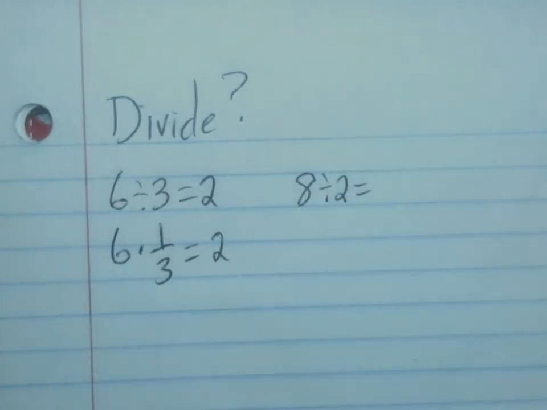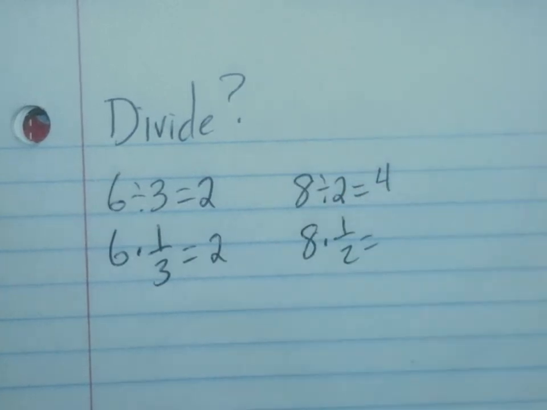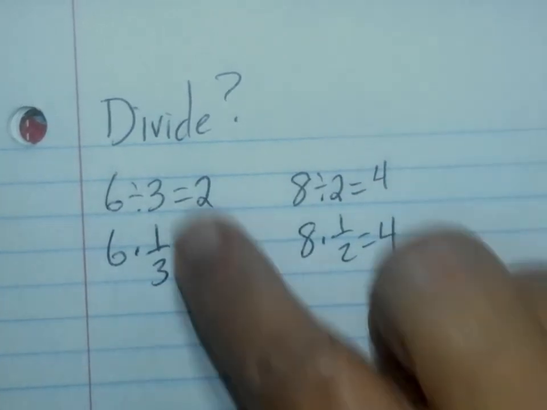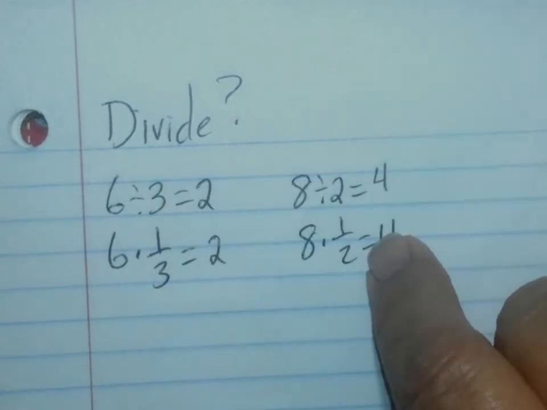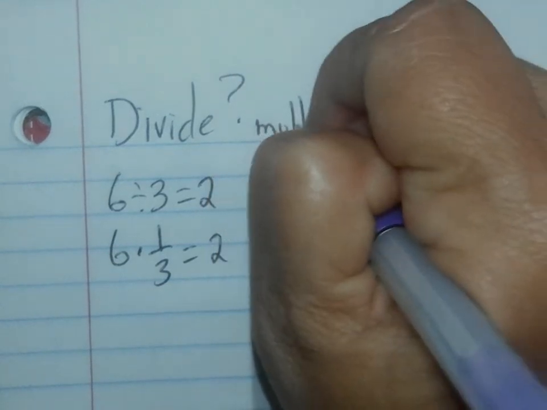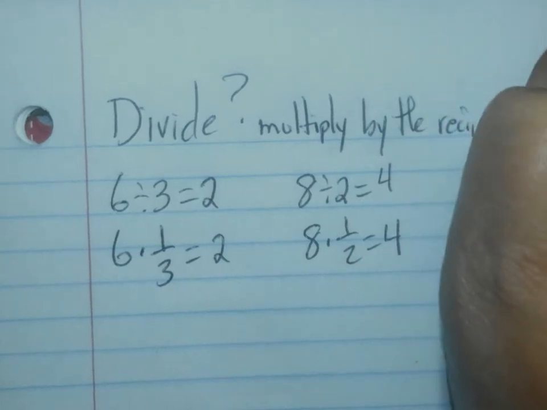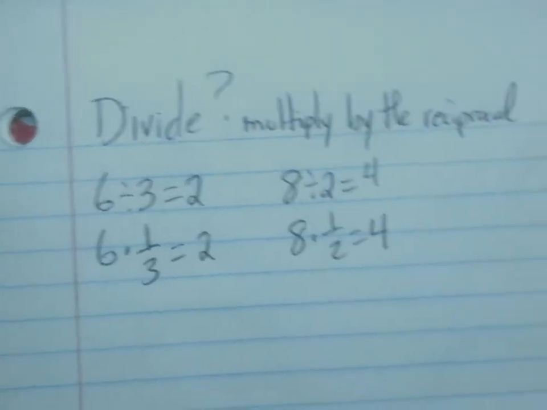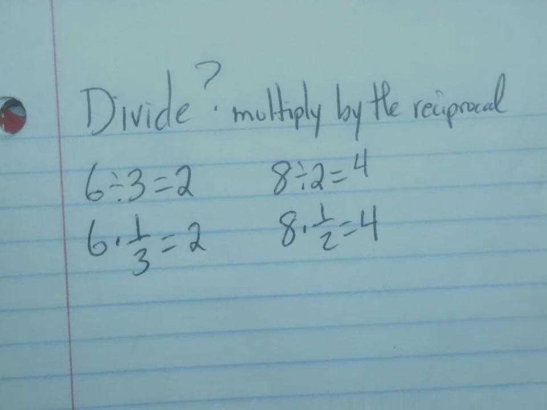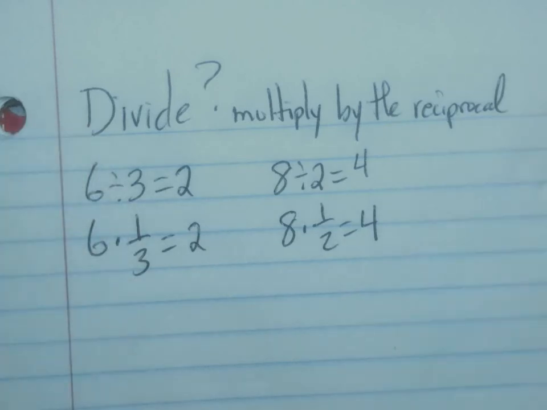What do I get? What if I take 8 and I times it by 1/2? What do I get? You see the relationship here? Division means multiply by the reciprocal. That is the mathematical definition for division. We don't even need to have a division button on our calculators. We don't ever have to actually do division. Every division problem can be turned into a multiplication problem.